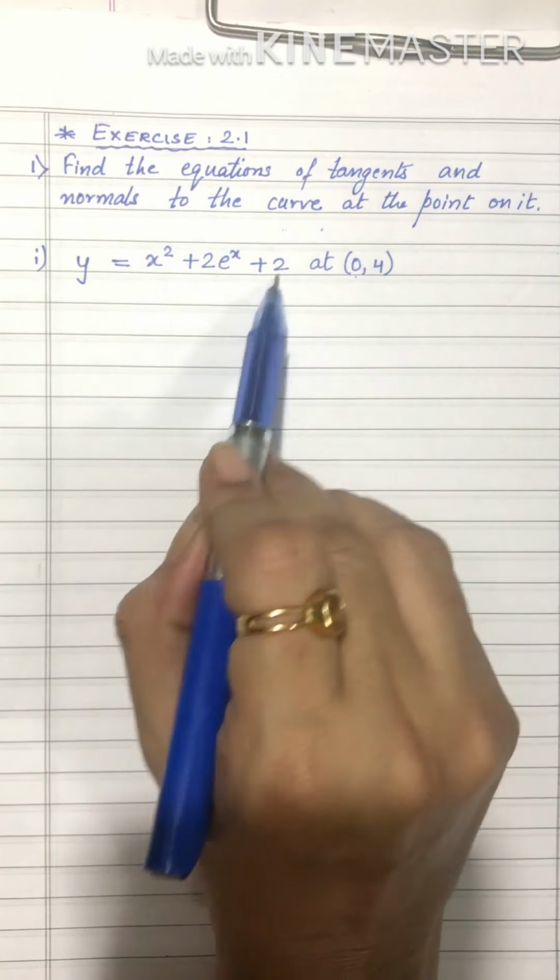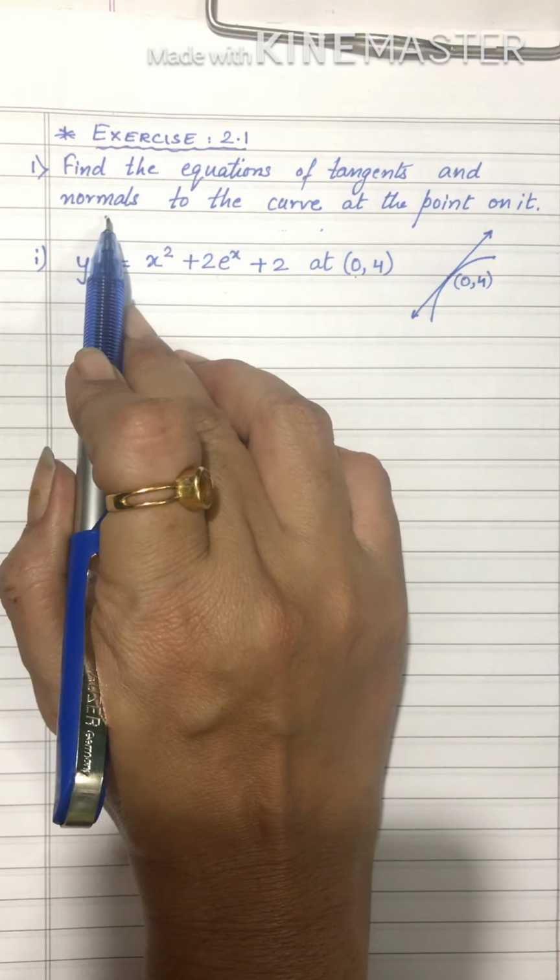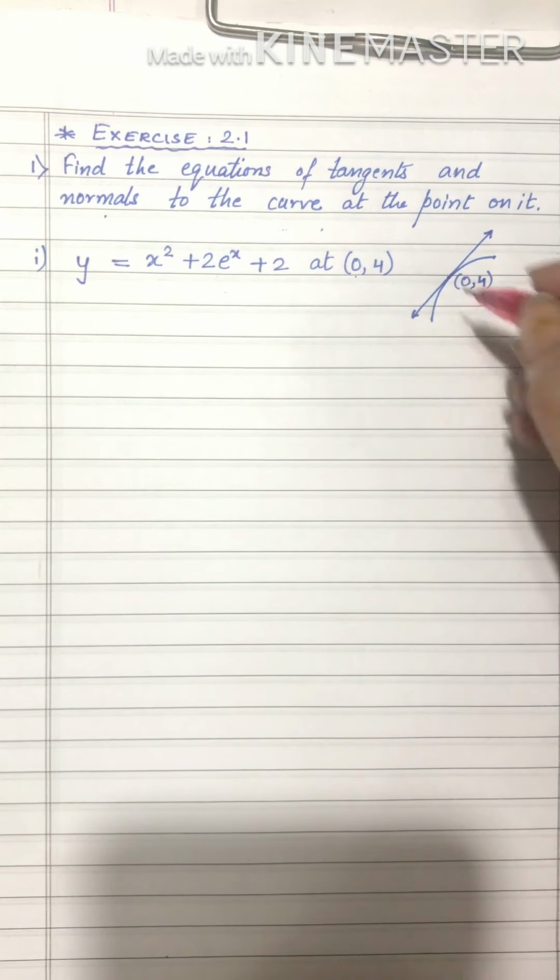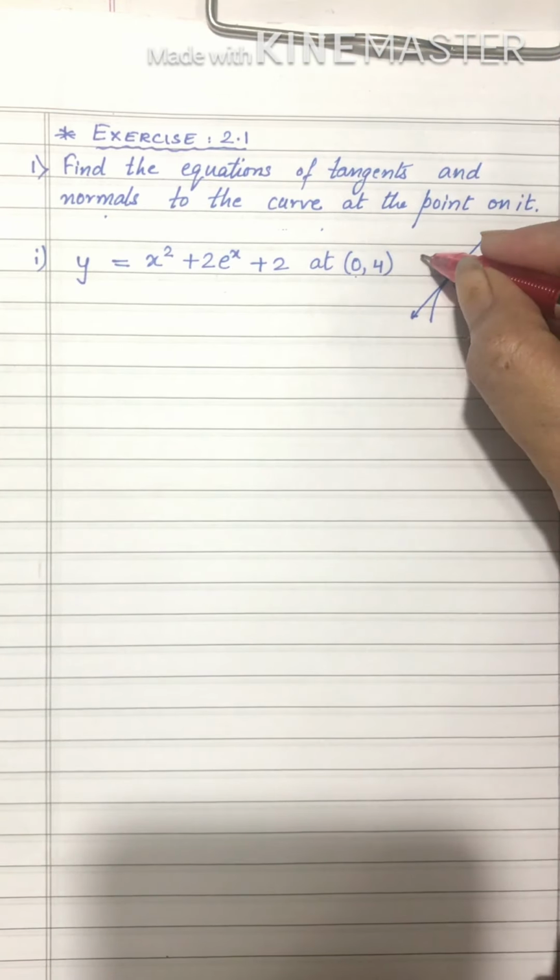Now what does this mean? There is a curve given with this equation and there is a point through which the tangent is passing. Now we have to find equation of this tangent at the given point 0, 4. This is the question asked to us. Next thing, also find equation of the normal. Now what is normal? Normal is nothing but a perpendicular line drawn to the tangent through point of contact. This perpendicular line is called as normal to the tangent.